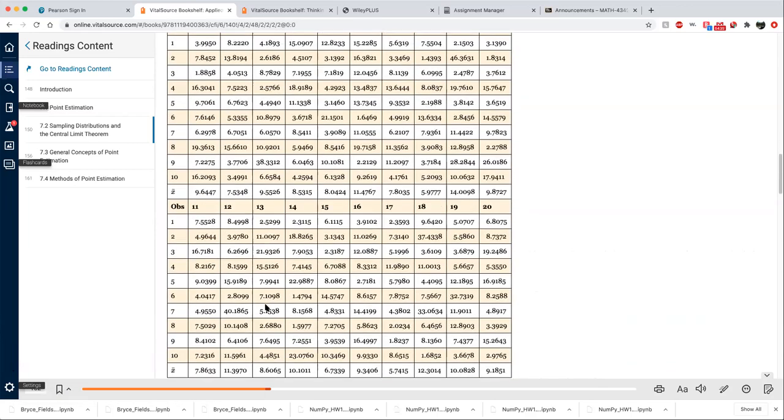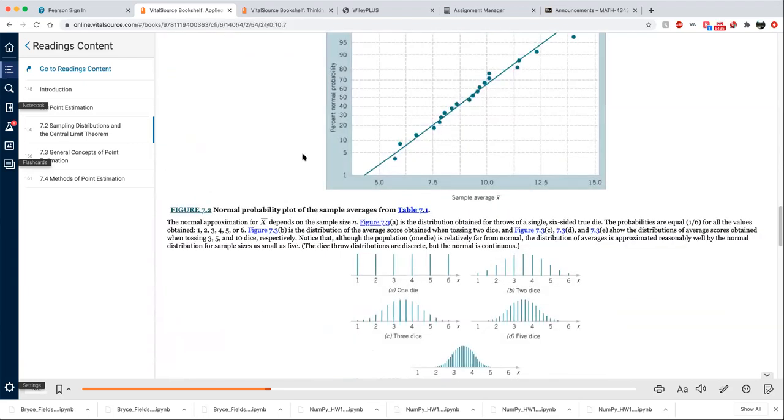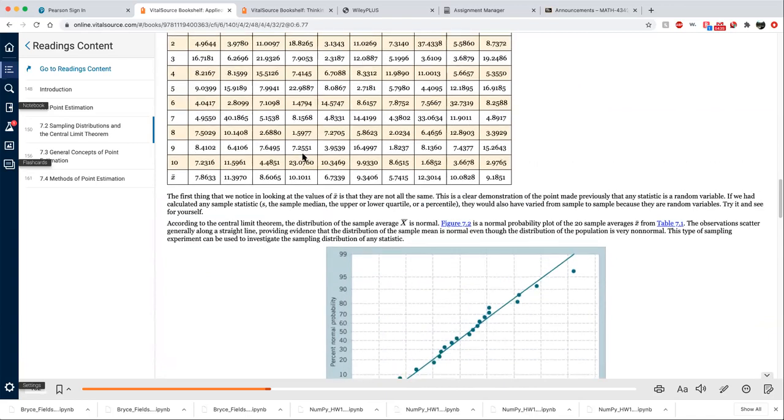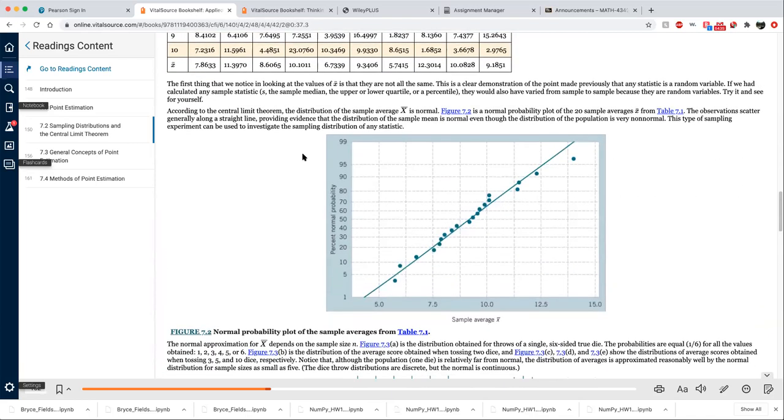Okay, and then now we plot the what? Oh, all right, X bar. So now we plot the graph. So here the vertical line represents percent of normal probability.